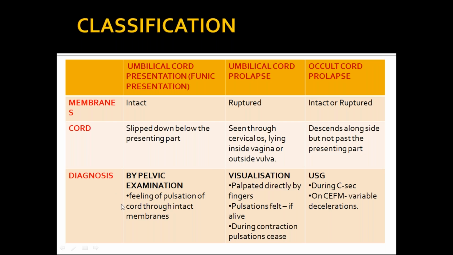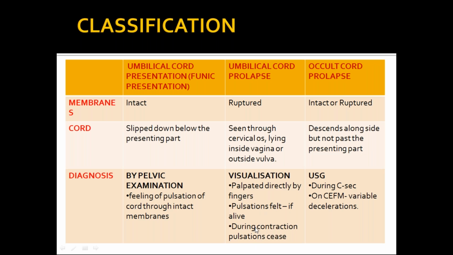So by pelvic examination, feeling the pulsation of the cord. How can we diagnose that it is the cord? Simply by palpation. We can feel the pulsations because it contains 2 arteries and 1 vein. So those pulsations we can feel. Here what will happen in complete cord prolapse? It is palpated directly by fingers. We can diagnose visually, we can see, and it can also be diagnosed by palpating, and pulsations can be felt.